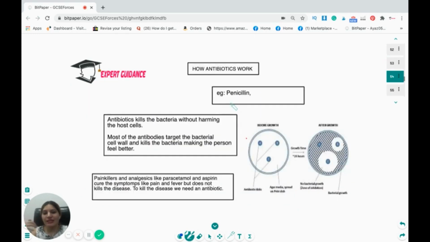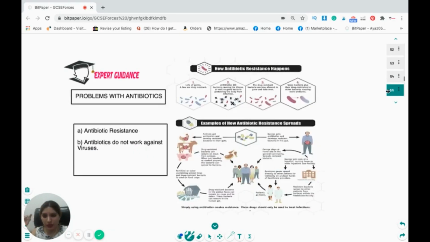Now, how do antibiotics work? For example, penicillin. Antibiotics kill the bacteria without harming the host cell. Why? Because antibiotics target the bacterial cell wall and kill the bacteria, making the person feel better. Painkillers and analgesics are used to relieve symptoms like pain and fever, but do not kill the disease. To kill the bacterial disease, you have to use an antibiotic.